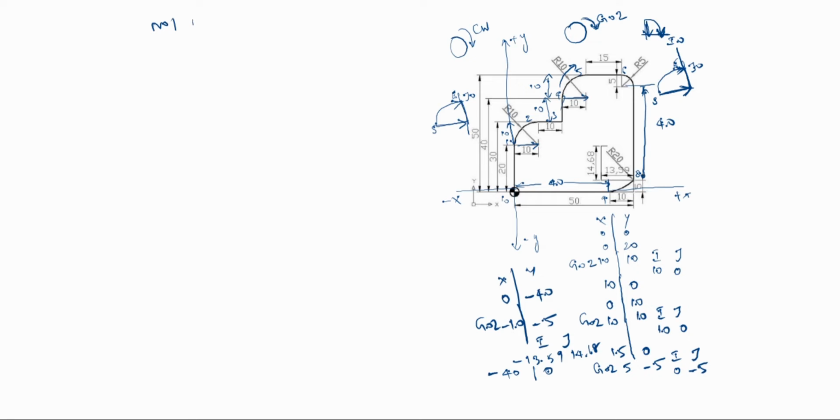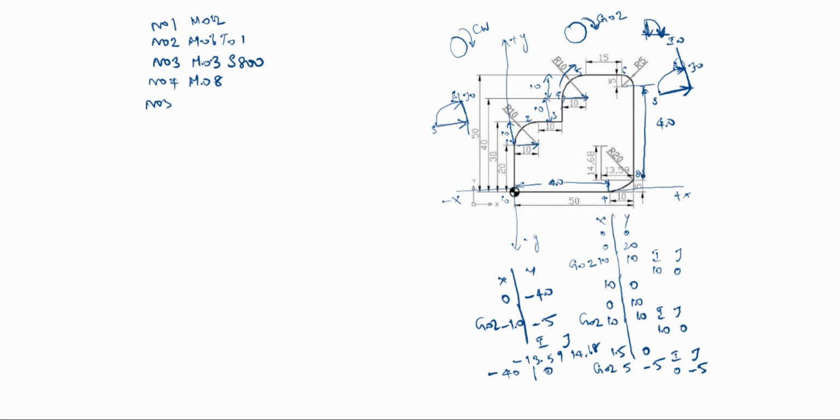N01, M00, clamping the workpiece. N02, M06, T01. Tool change. T01 is the tool number. N03, M03, S800. Spindle on, spindle speed. N04, M08. M08 is coolant on.